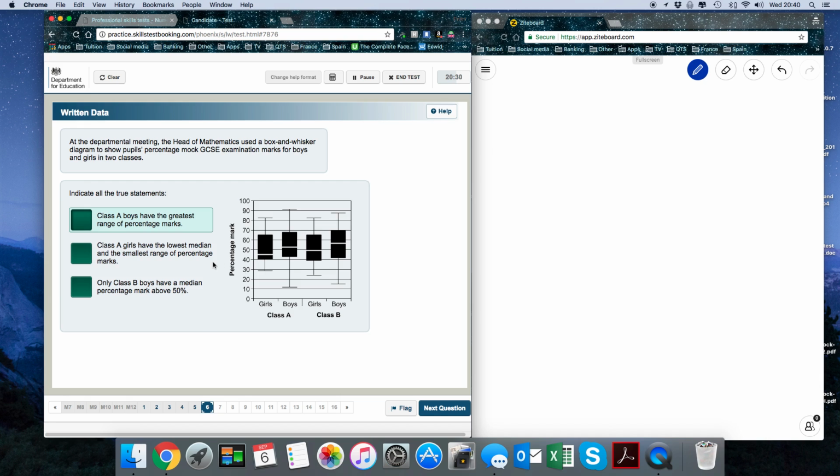Second half of the statement, it says the smallest range. Again, I think that's pretty obvious that the range is smallest, so this is another true statement.